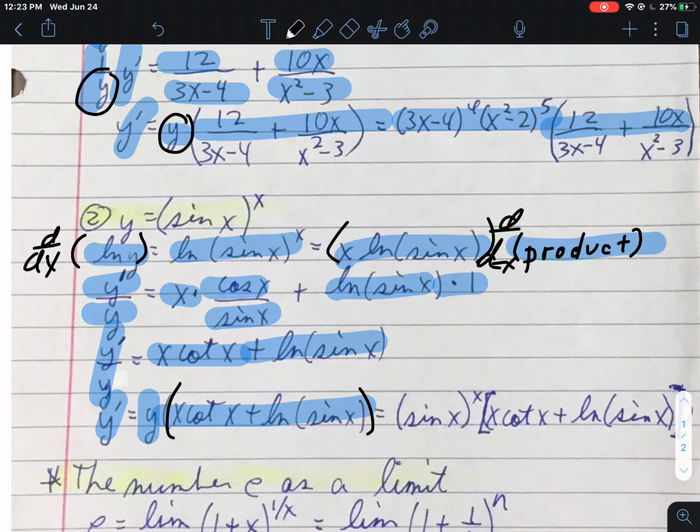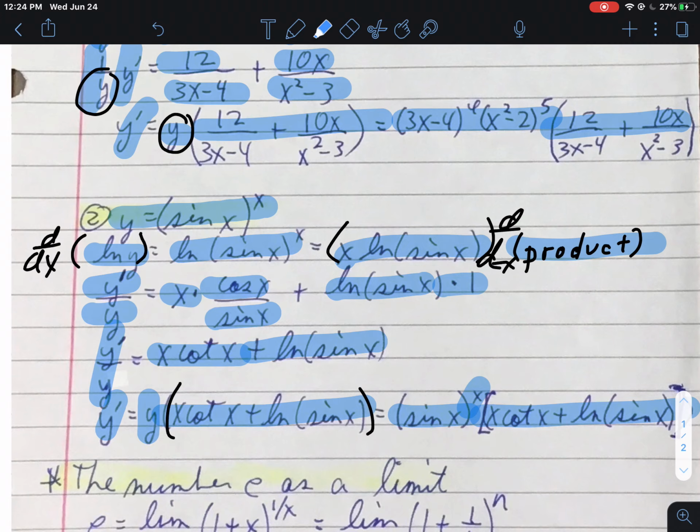Okay? And then lastly, don't forget this, because we can replace y with the original equation, because that's what y is. y is equal to sine of x to the x power. So I can replace y down here with sine of x to the x power times all this other stuff we already had. Okay? That's logarithmic differentiation.